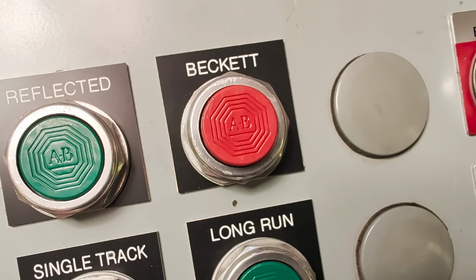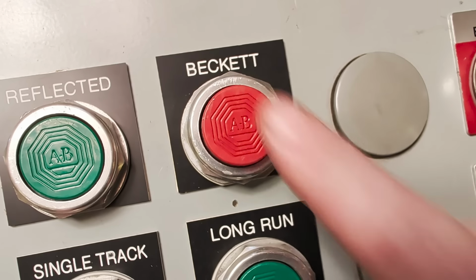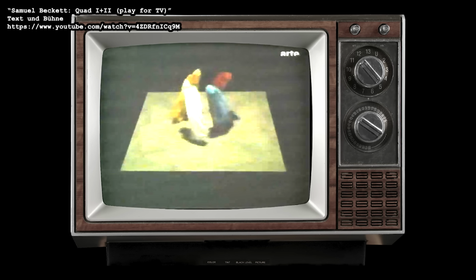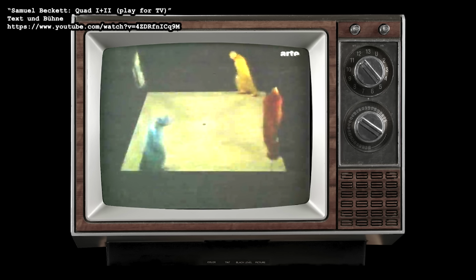And finally, we get to the one labeled Beckett. Now I know some of you smartasses in the audience are thinking, oh, like Samuel Beckett the playwright? And unironically, yes, like Samuel Beckett the playwright. In 1981, he wrote an experimental play for German television called Quad, in which 4 actors walk around the stage in fixed patterns, entering and leaving the stage at different times. It's oddly mesmerizing, and I generally recommend watching the full thing.